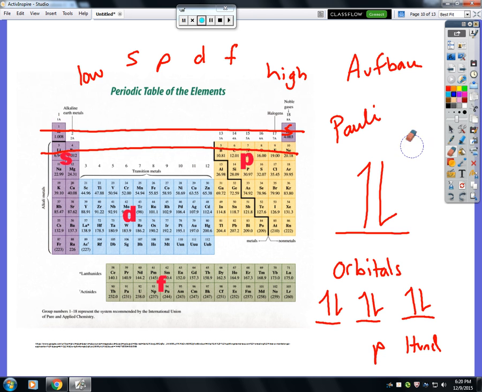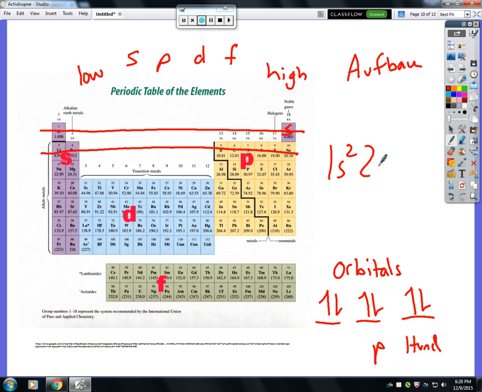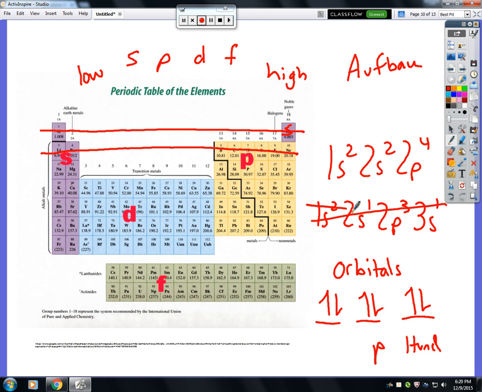Okay, in other words, he says, if you're going to write an electron configuration, you have to write 1s2, 2s2, 2p4. Not 1s2, 2s1, 2p3, 3s1. What the heck's going on? That's wrong. Okay?